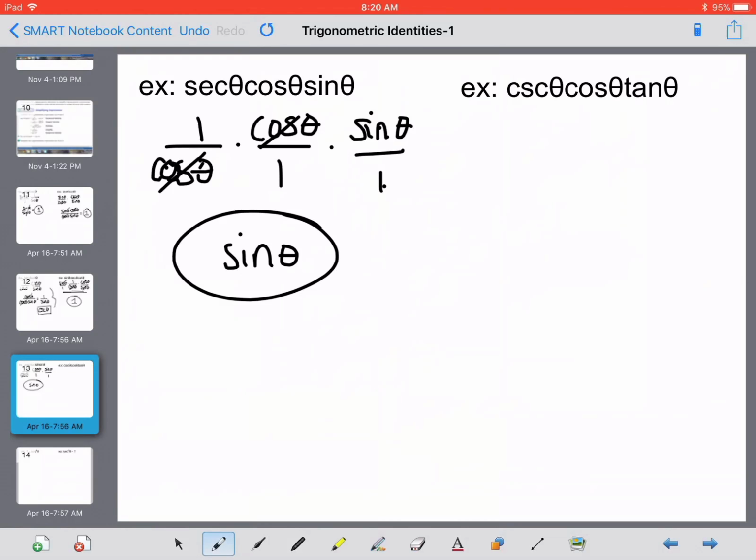All right, cosecant theta, cosine theta, and tan theta. Cosecant is 1 over sine. Cosine is just cosine over 1, and then tan is sine over cosine.